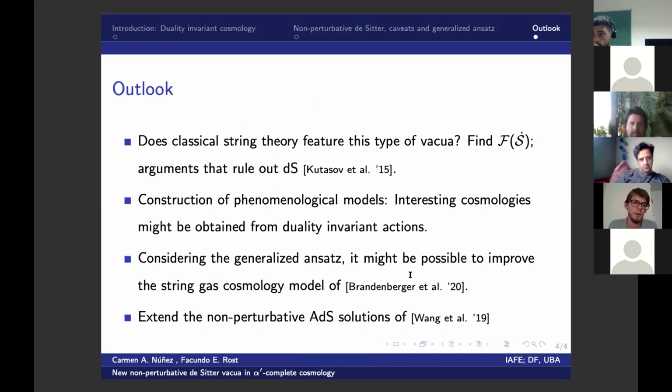And finally, an outlook on future directions for our work. An important question to address is if classical string theory features this type of vacuum or not, for which it will be useful to find the function that describes the Lagrangian of classical string theory with all its corrections. And also, there are arguments that rule out de Sitter solutions in certain classical string theories. It will be interesting to understand if they apply correctly to our context or not.